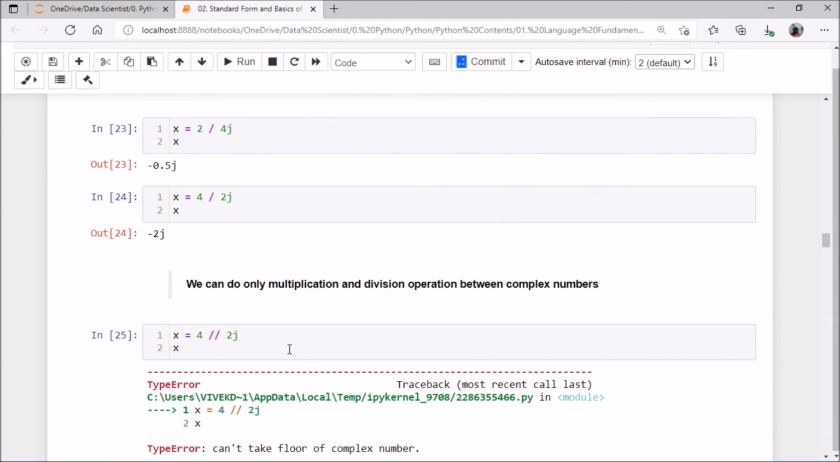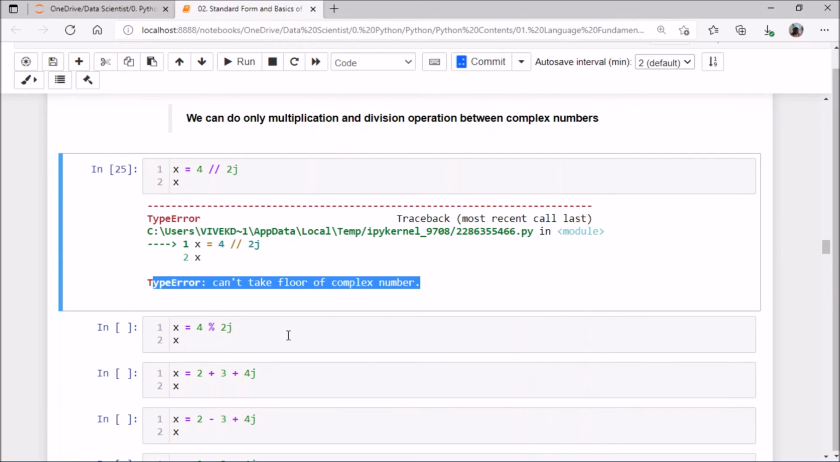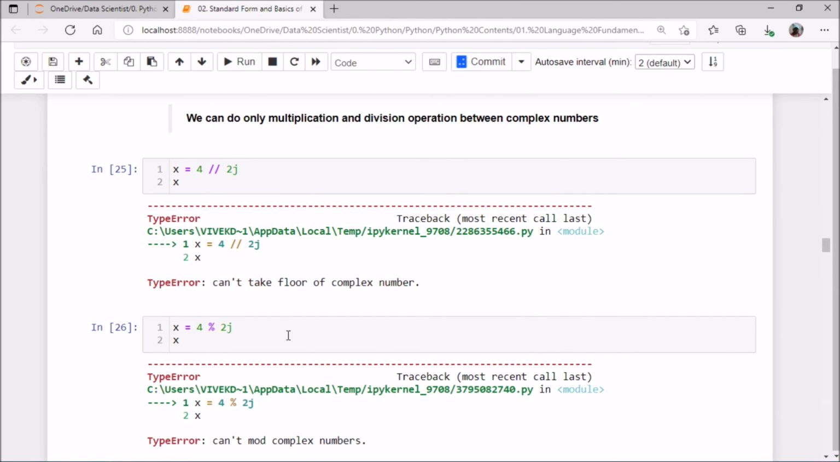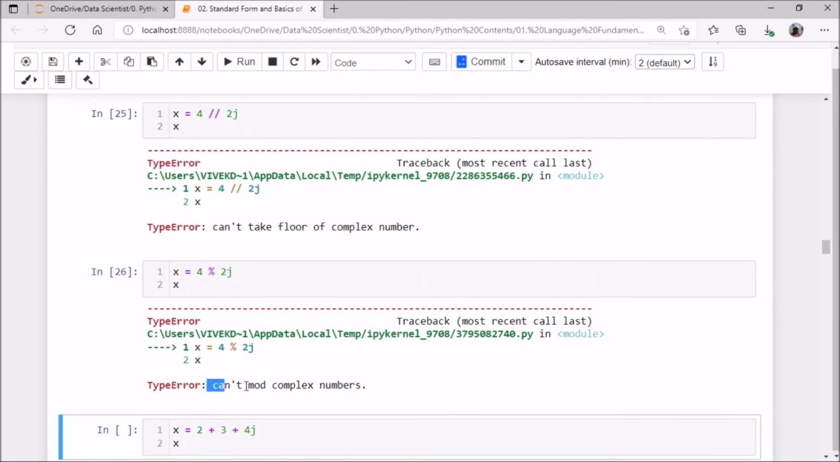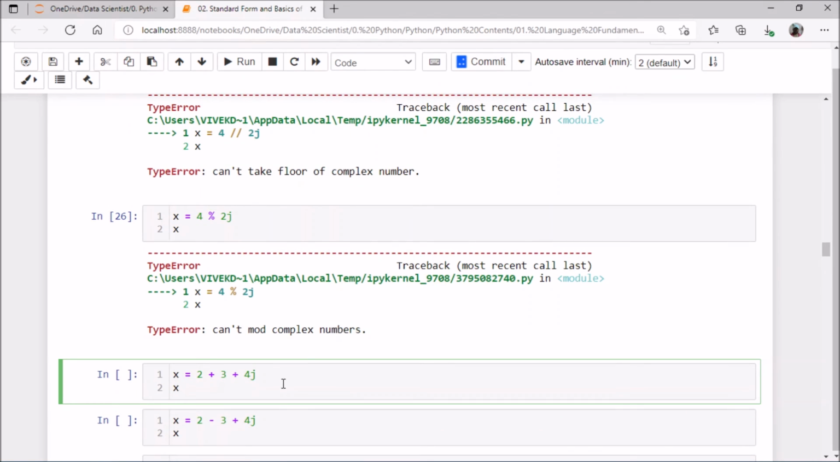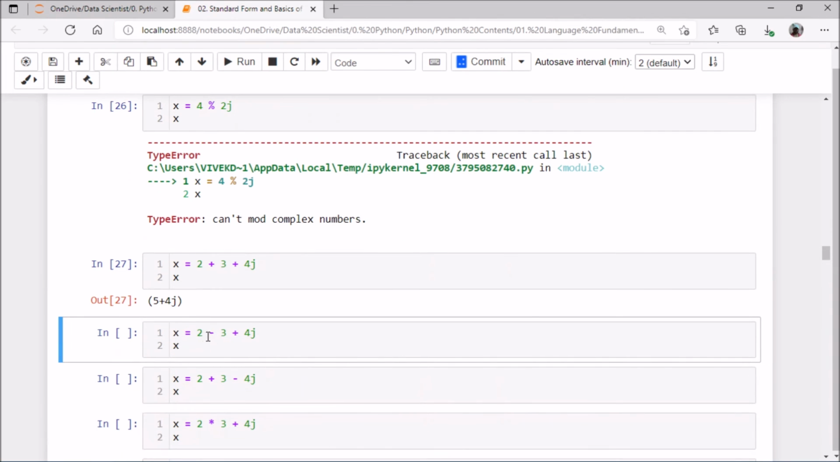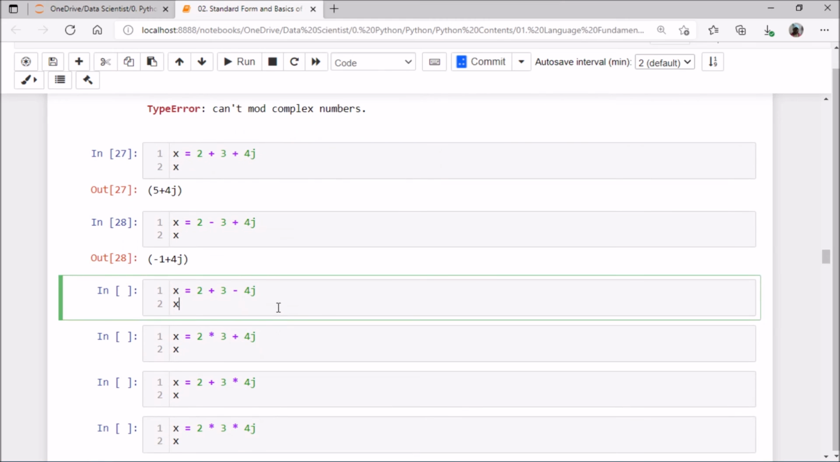So here this is the type error. This can't take floor of complex number. And same thing here, we can't take percentage also. Okay, that is the mod of complex number. And here 2 plus 3 plus 4j. We have seen 2 plus 3 is 5 and plus 4j here. And same thing, minus 1 plus 4j. The same thing, I am just putting some examples. You have to practice and you have to understand the logic behind it.